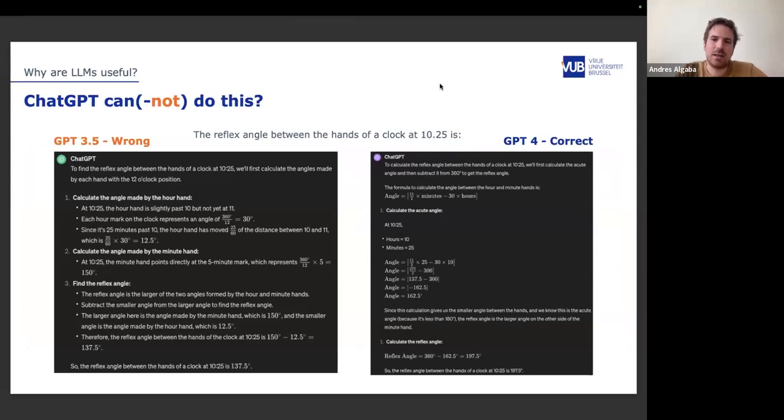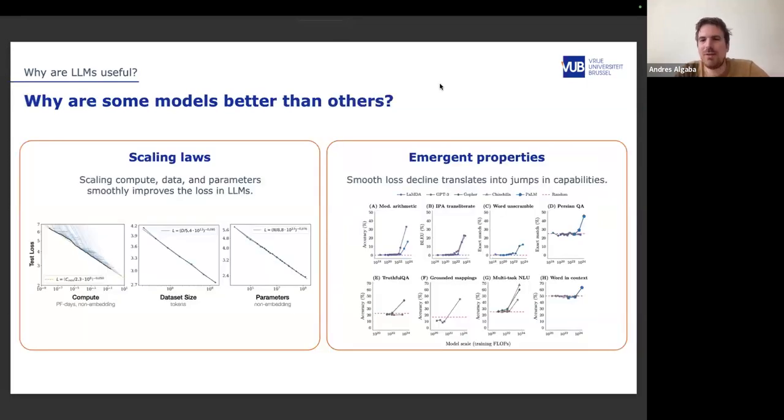Now, I say some things. Why? This is a thing of emergent properties. While the models seem to follow some scaling law, which means that performance gradually improves, meaning the model gradually gets better and better at predicting the next token.